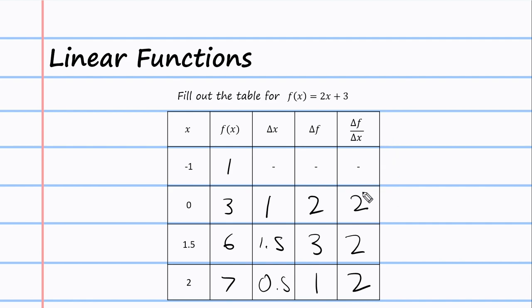All right? You notice how delta f over delta x is always the same? Delta f over delta x tells us the rate at which f(x) is increasing compared to x, all right? And that's the thing about linear functions. The rate at which they increase or decrease is always going to be the same. And you see how that delta f over delta x is 2? Guess what else is 2? M. So delta f over delta x is also the same as m, which in this case is 2.